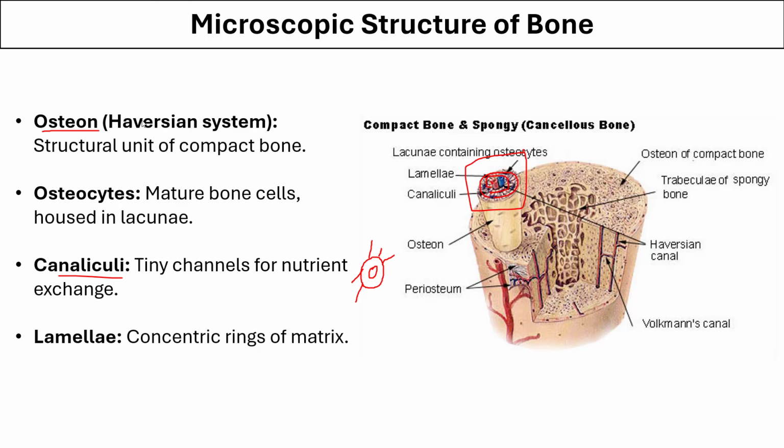These concentric rings of osteocytes, as we keep building these osteocytes inside their lacunae, make a ring called the lamellae.